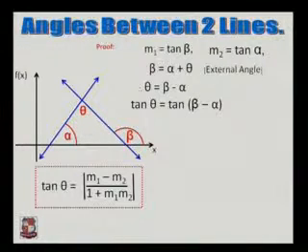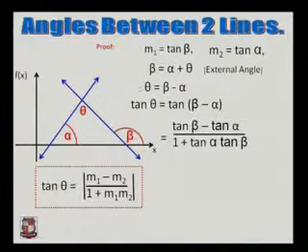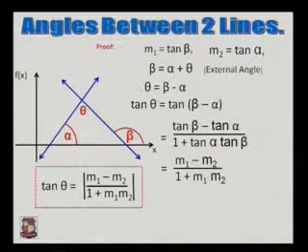Here tan theta is equal to tan of beta minus alpha, so tan theta is equal to tan beta minus tan alpha upon 1 plus tan alpha into tan beta, which is our formula for tan of beta minus alpha. Here tan beta is equal to m1 and tan alpha is equal to m2. So our formula will be tan theta is equal to m1 minus m2 upon 1 plus m1 into m2.